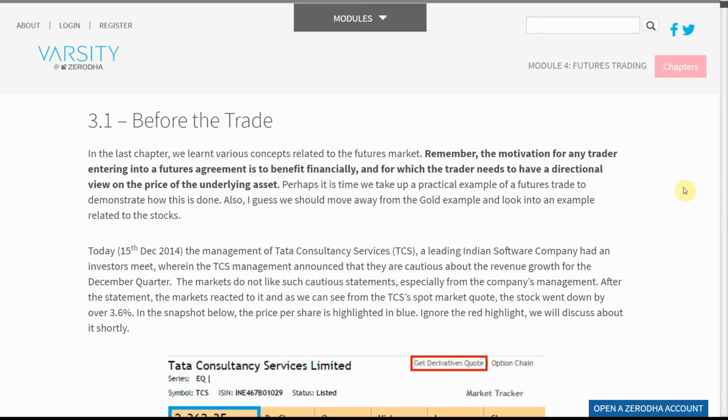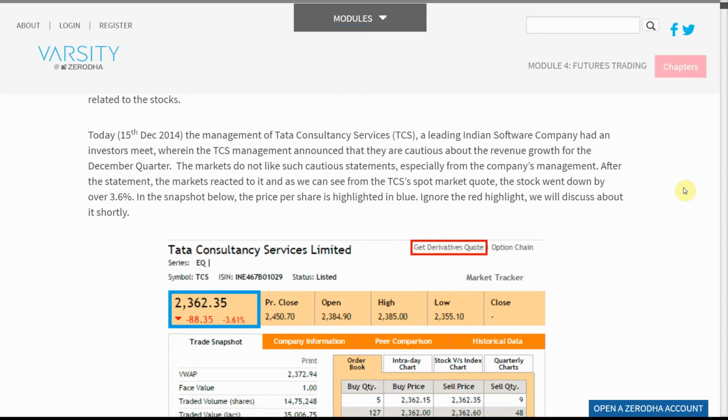Today, the 15th of December 2014, the management of Tata Consultancy Services, TCS, a leading Indian software company, had an investors' meet, wherein the TCS management announced that they are cautious about the revenue growth for the December quarter. The markets do not like such cautious statements, especially from the company's management. After the statement, the markets reacted to it, and as we can see from the TCS's spot market quote, the stock went down by over 3.6%. In the snapshot below, the price per share is highlighted in blue. Ignore the red highlight. We will discuss it shortly.